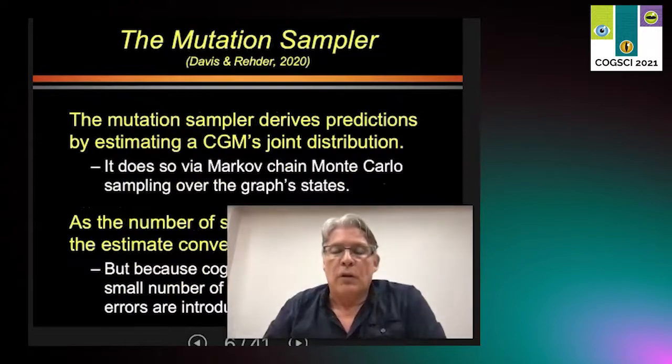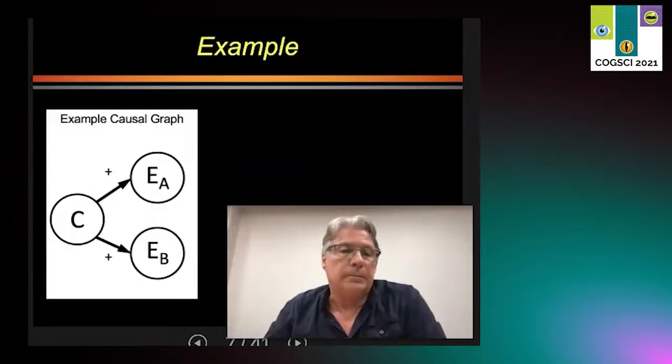The mutation sampler derives predictions by estimating a causal graphical model's joint distribution. It does so via Markov chain Monte Carlo sampling over the graph states. As the number of samples grows large, the estimate converges to the true joint, but because cognitive limitations entail a small number of samples, systematic errors in the representation of the causal system are introduced.